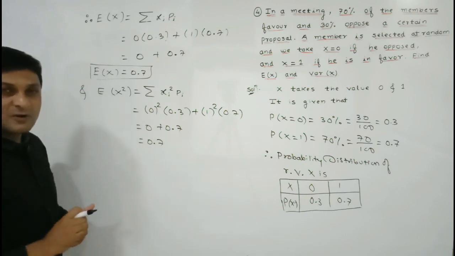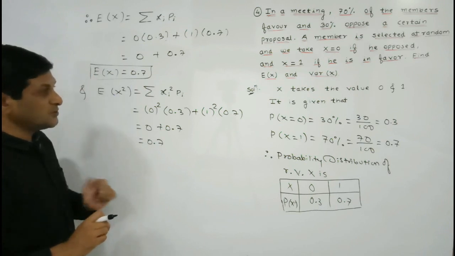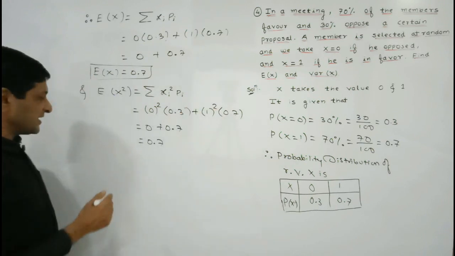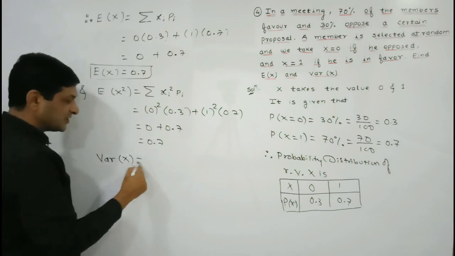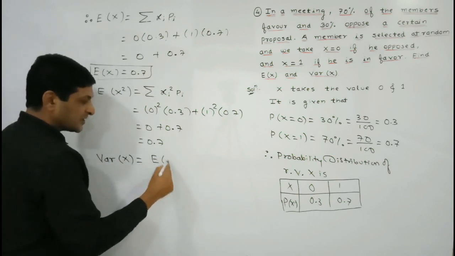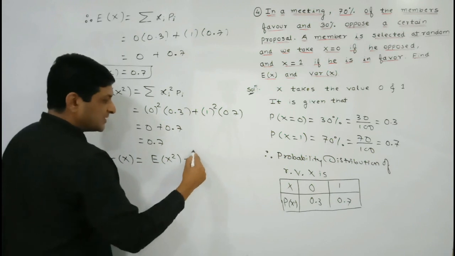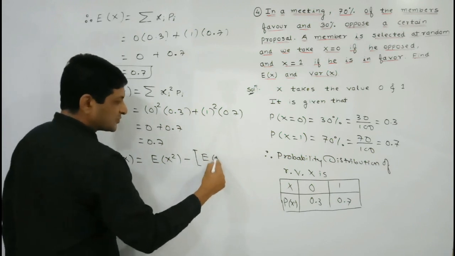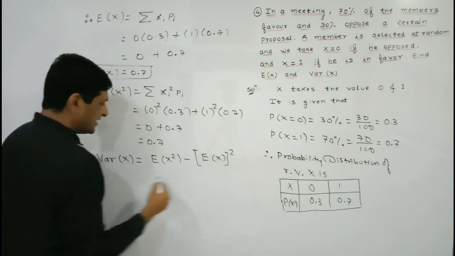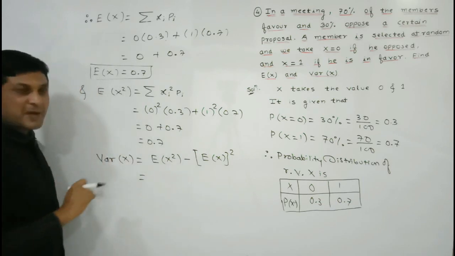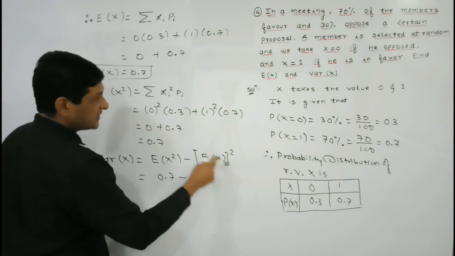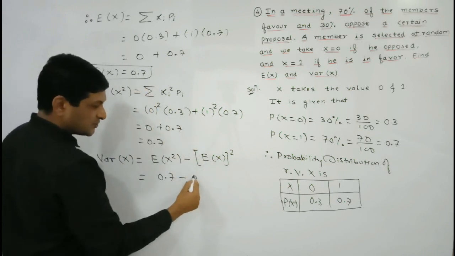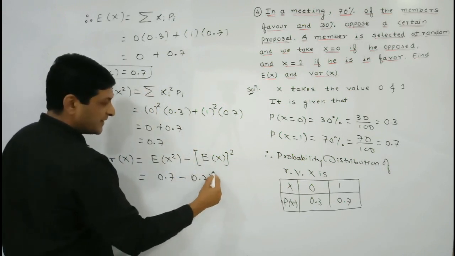Once the value of E of x square and E of x is known to us, we are able to find out second required value, variance. So variance of random variable x is equal to, what is the formula? E of x square minus square of E of x, square of what? E of x. So remaining part is just to substitute the value. E of x square is equal to 0.7 and E of x is also 0.7. So 0.7, but keep this square as it is.